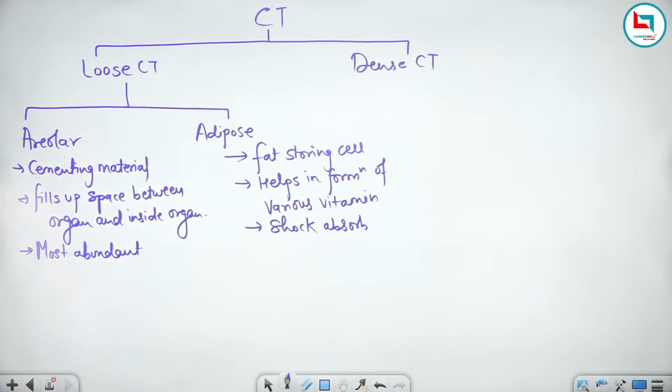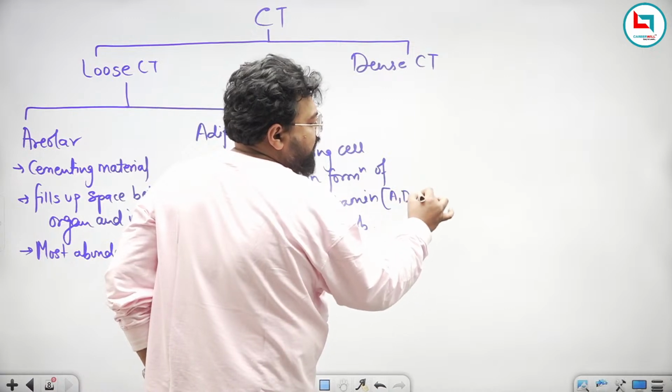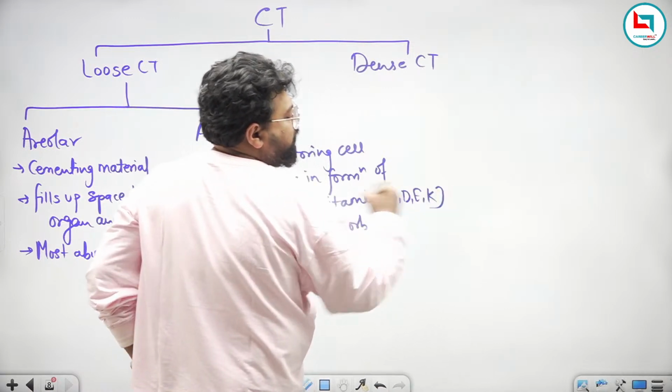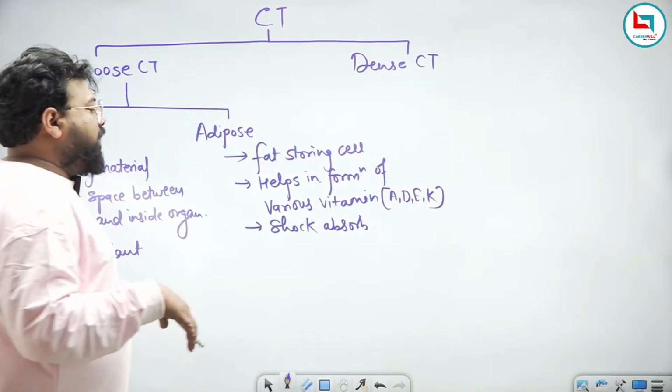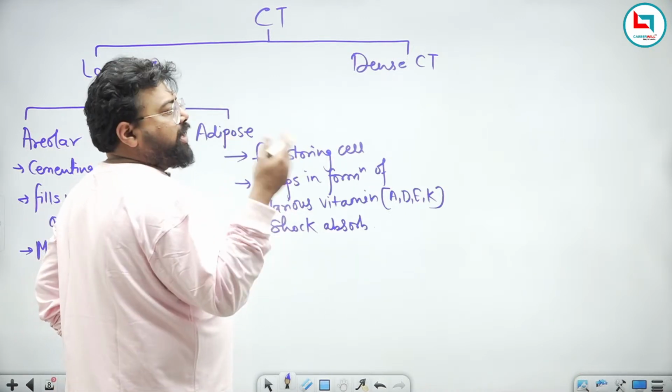So they contain fat storing cells, and these fat storing cells are called adipocytes. These adipocytes help in the storage of various vitamins, basically A, D, E, K, that is fat soluble vitamins, and they help our body by protecting us from mechanical shock.